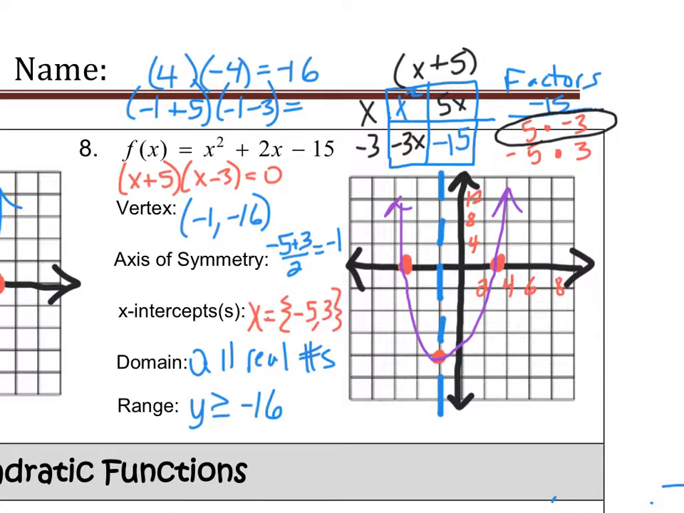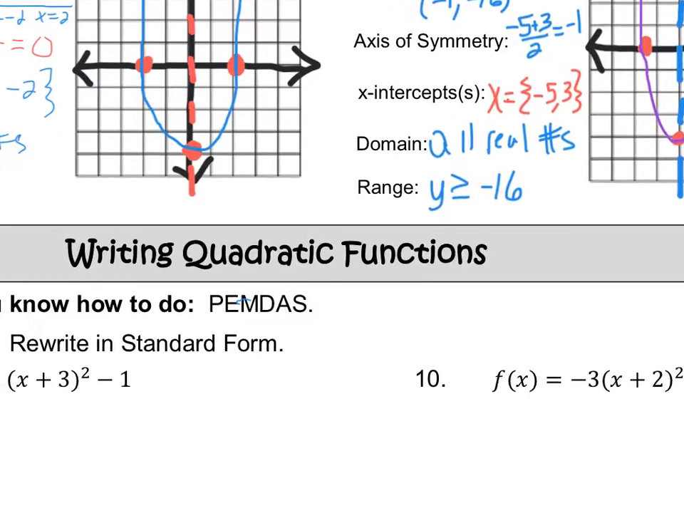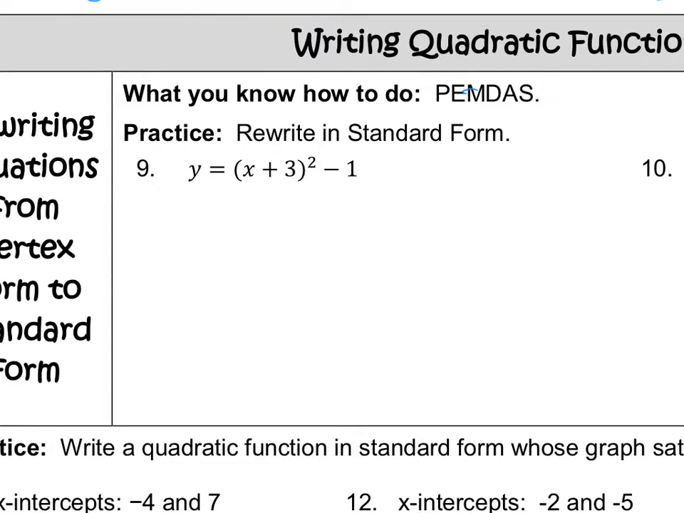So on number 9 and 10, we're just going to practice doing everything that you know how to do to put these quadratic functions into standard form from whatever form they're in. So we're wanting to get them back into the ax squared plus bx plus c. And for number 9 and 10 both, it's going to require that you follow the PEMDAS. And for number 9, you're going to have to use your area model to square this. Combine your like terms, including the -1, and you'll have it in standard form.